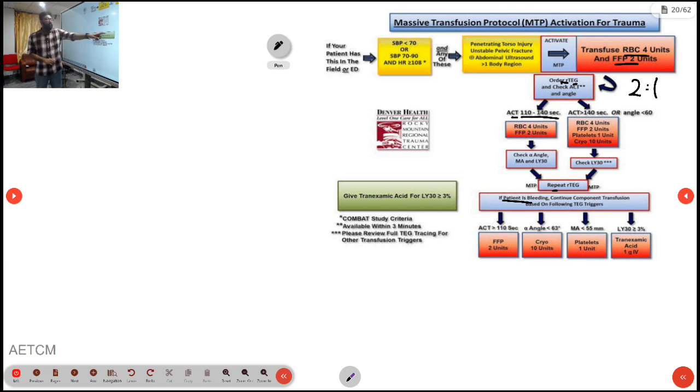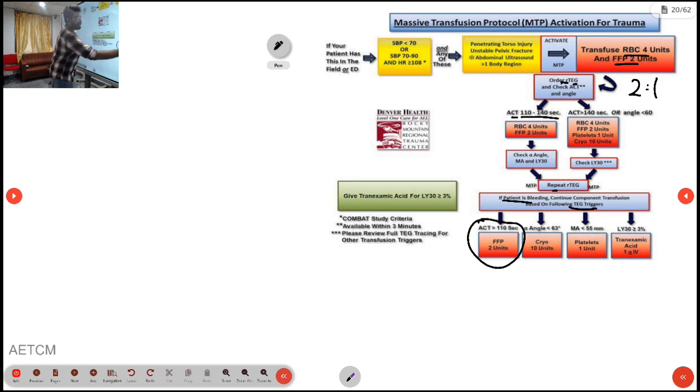And if the patient is again bleeding, we can continue the blood component transfusion based on the following TEG triggers. In trauma, basically you suggest only RTEG, not the routine TEG. So here we can see that if the activated clotting time is more than 110 seconds, we can give FFP 2 units.